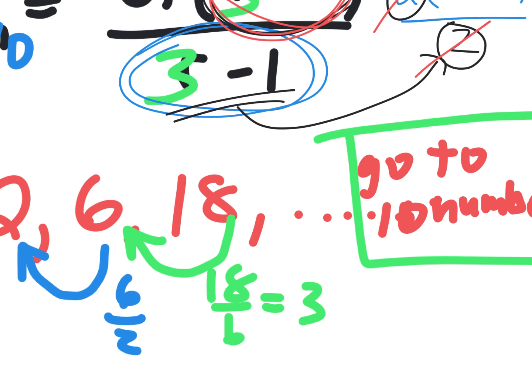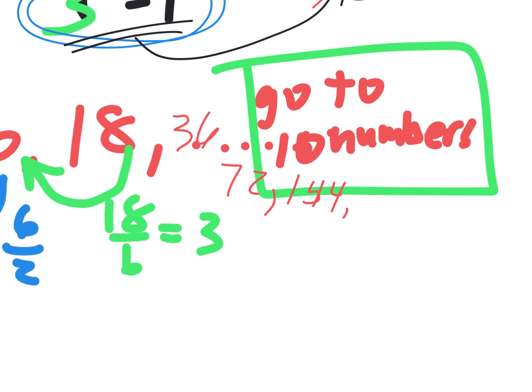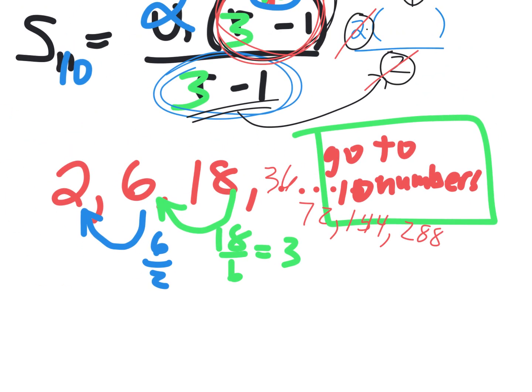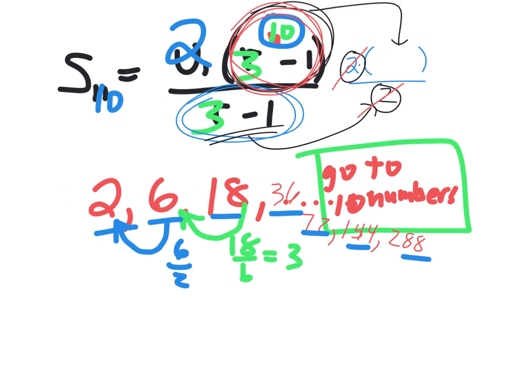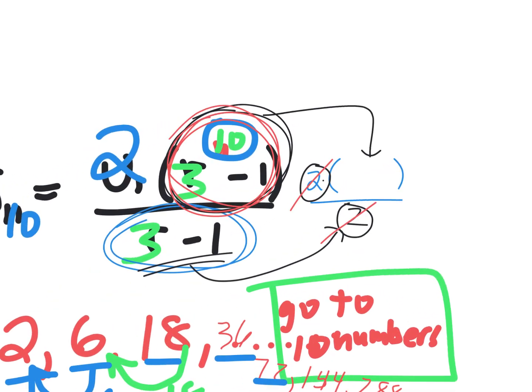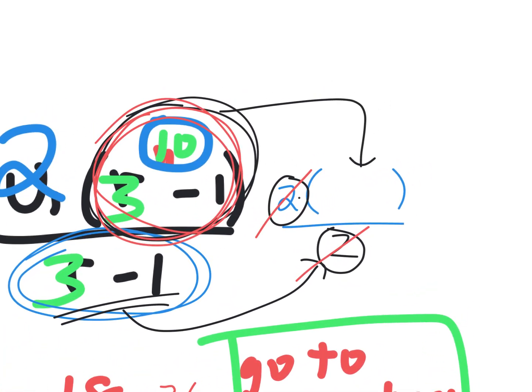Double 18, 36, double 36, 72, double 72, 144, double 144, 288, and then we have to add these all up too. Not only do we have to get to big numbers, we have to add them all up, and I'm only to the 7th one, and they get really big. So 3 to the 10th, and then subtract 1.